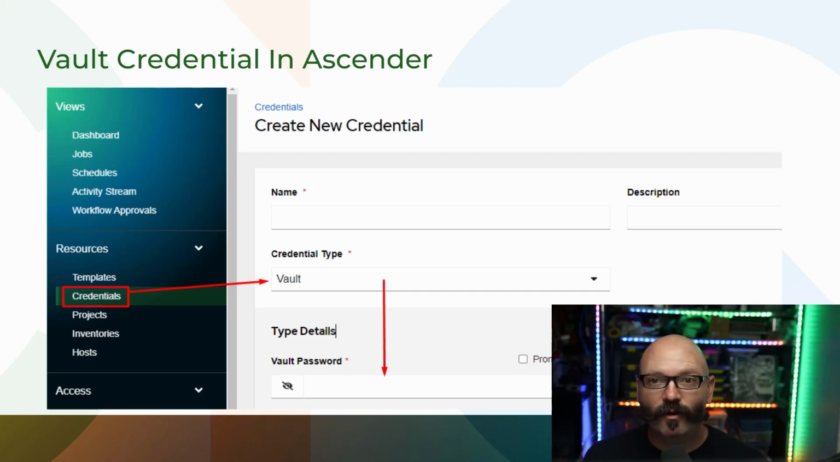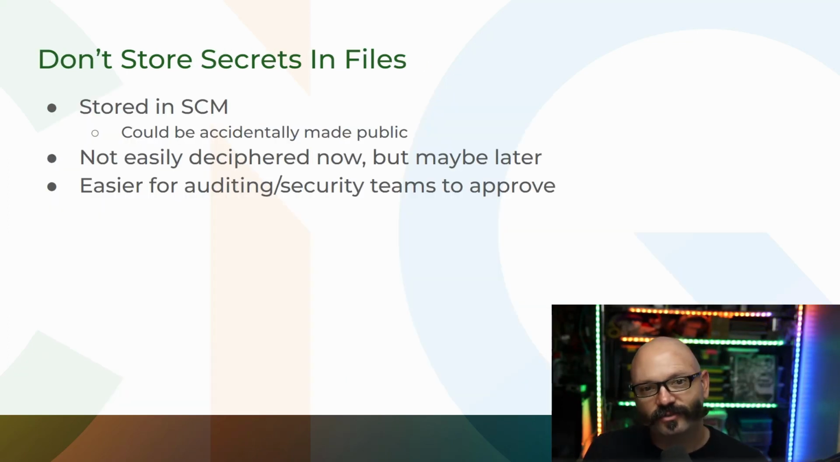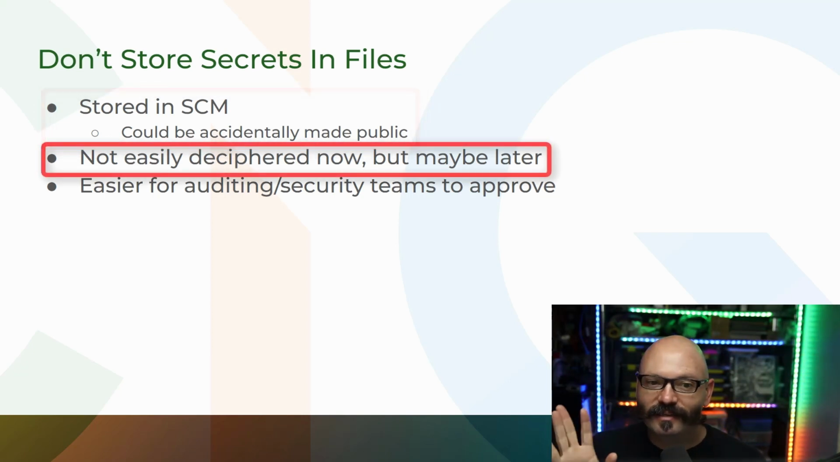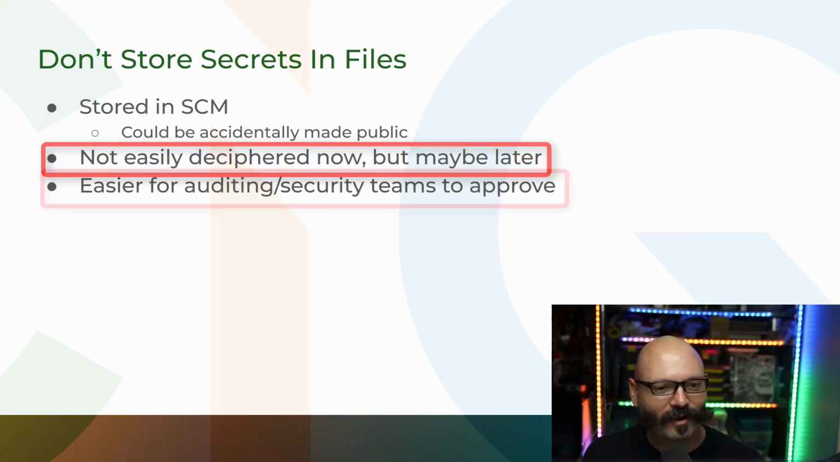So if you are familiar with vaulting, you want to continue to use vaulting, you have some very specific use case, you can still do that with Ansible, although it's not my favorite way of maintaining credentials. So again, I'm not a fan of storing secrets in files, right? Again, you put it in your SCM, it could accidentally get out public. Even if it's not easily decipherable now, it might be later on, right? With quantum computing and stuff like that, it could be a problem.